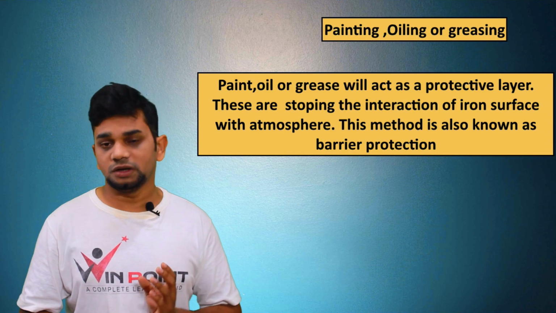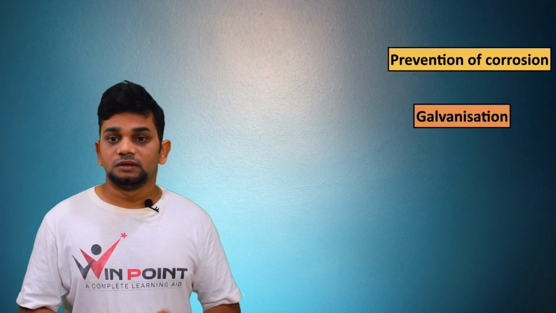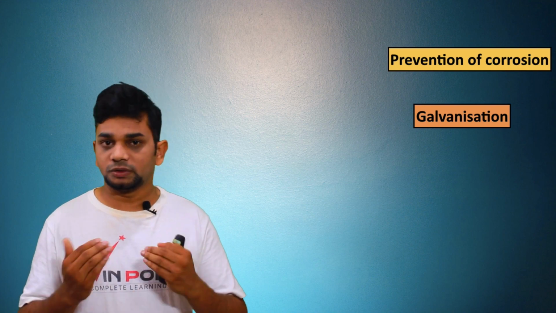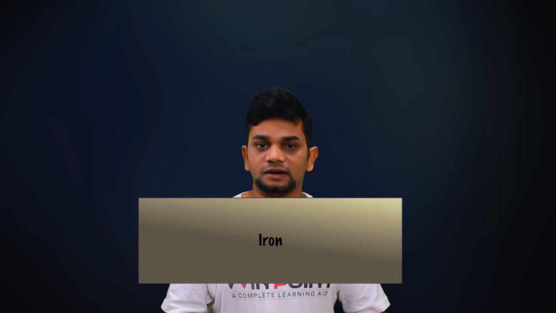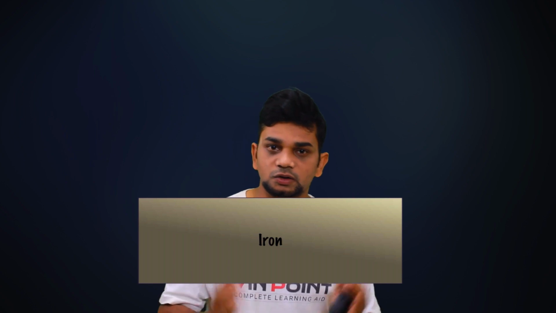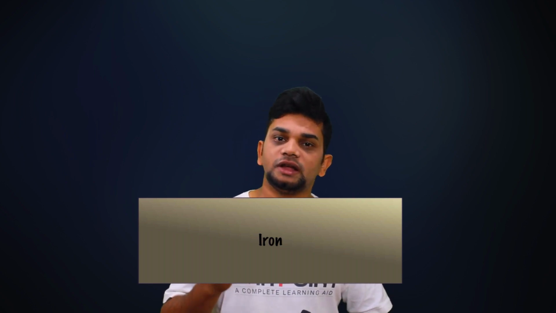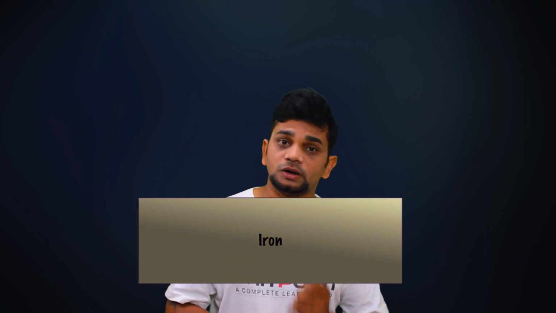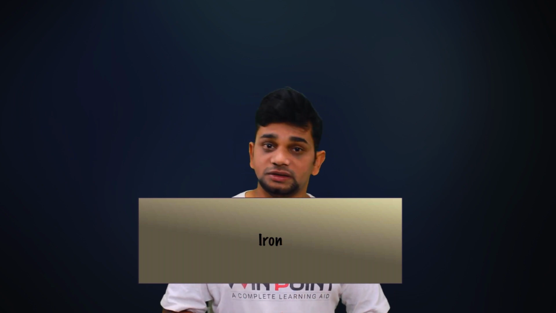So this topic is very important. Next method, galvanization. Galvanization is also one of the important methods to prevent corrosion. Here we are taking an iron article. Iron is a reactive metal. It will react with oxygen and water present in the atmosphere. To prevent this reaction, we are coating iron with another metal, zinc. We are coating this iron with another metal, zinc.